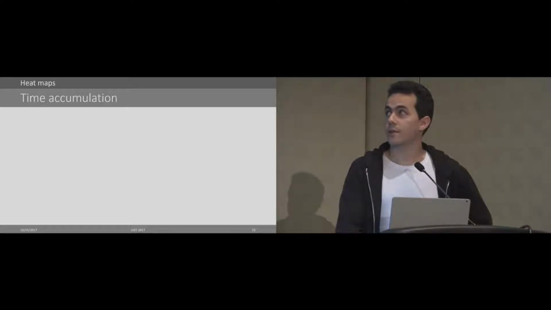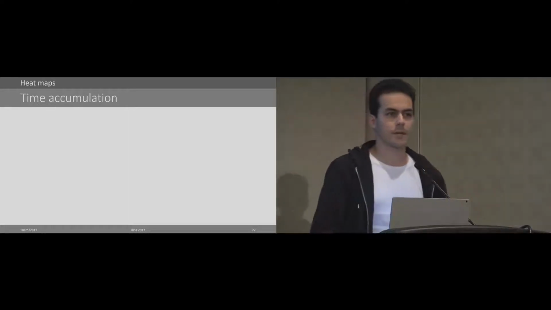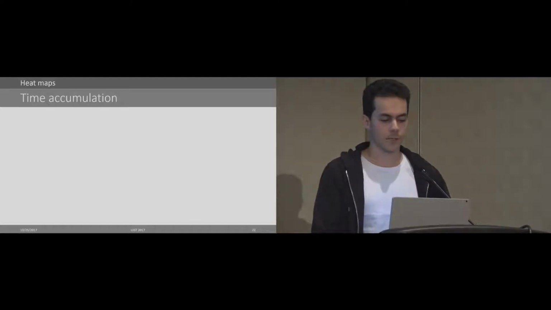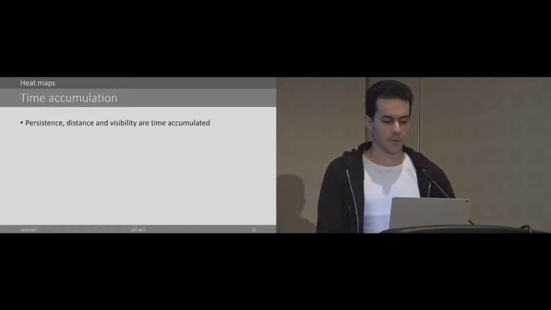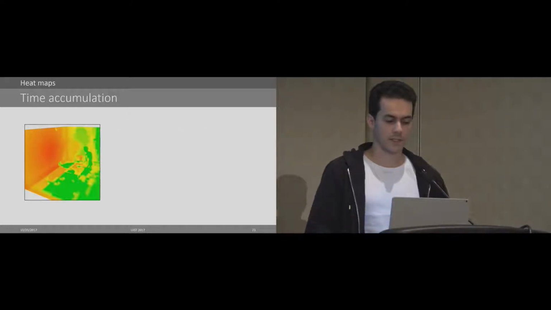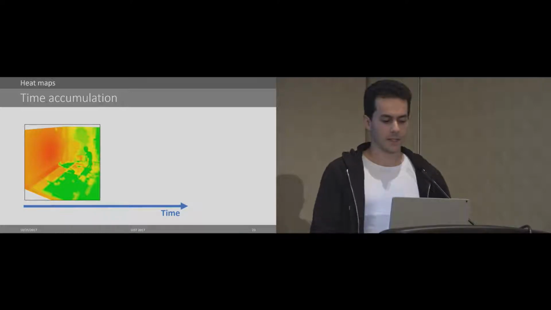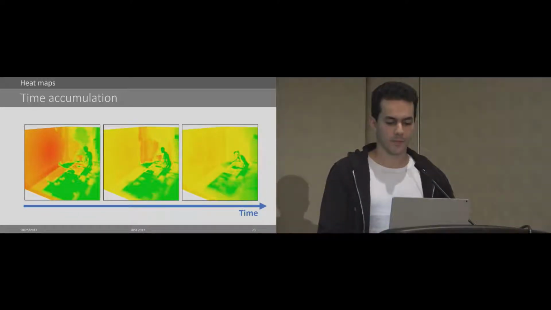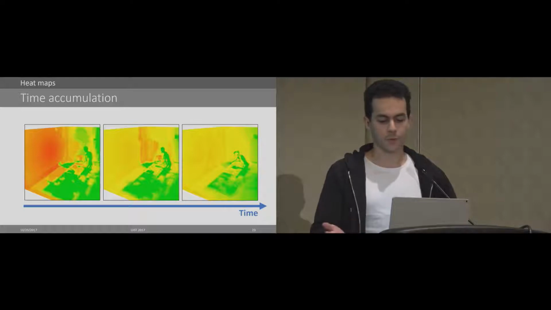All right, so all these measurements are calculated at each moment in time for each frame. And what we do in the end is time accumulate them. So the persistence, the distance and the visibility are each time accumulated. For example, this is the visibility for the first instance in time, where we can see pretty much one focus point, but over time it gets more distributed, and we find out which areas are getting more attention and which are getting less attention.